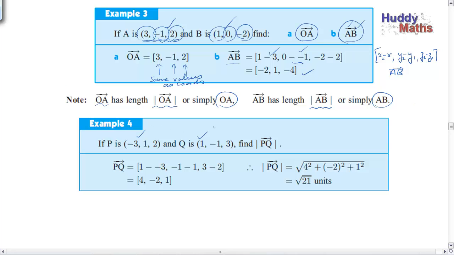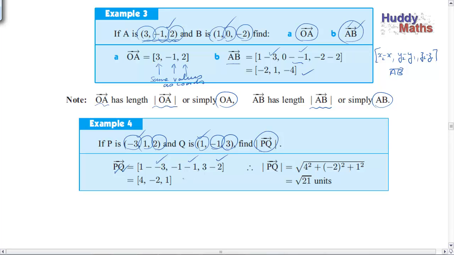P is that, Q is that. Find the size of PQ. Well, I think first of all, find PQ, moving from P to Q, displacing P to Q. So it's the x of Q minus the x of P, y of Q minus the y of P. Must be done in this order because it's got direction now. It's a displacement of P to Q, or the position vector of Q relative or from P.